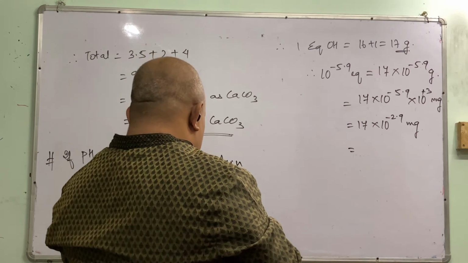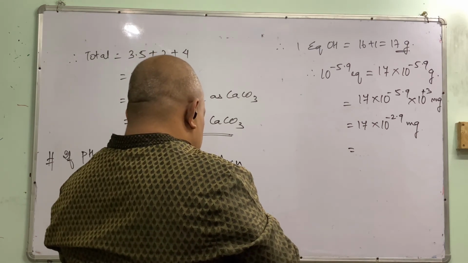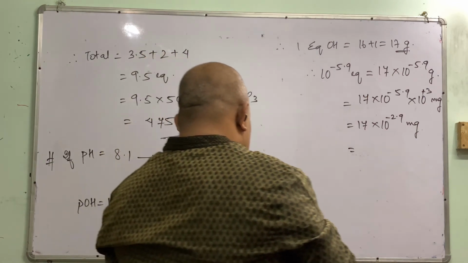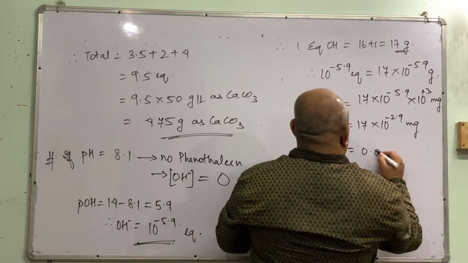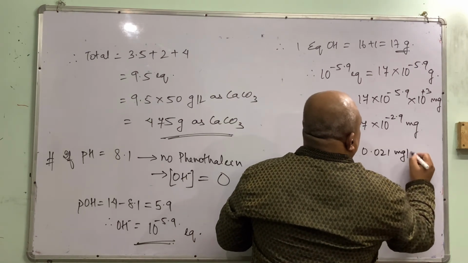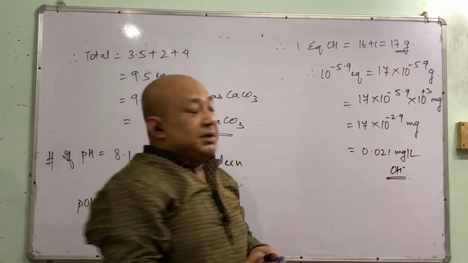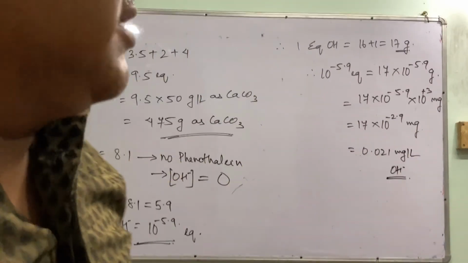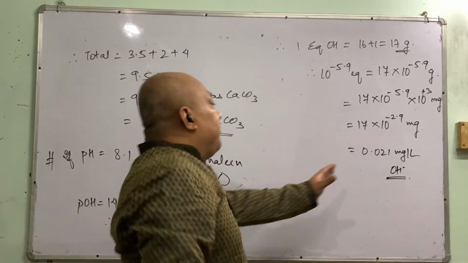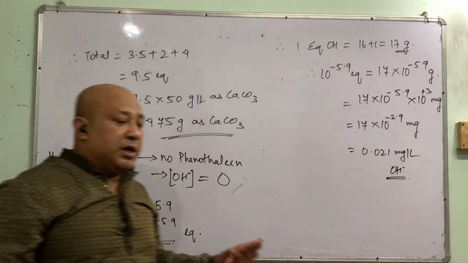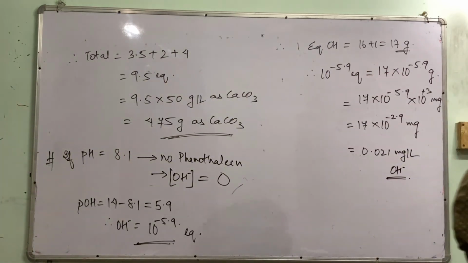So it is equal to 0.021 milligram per liter of OH. See, 0.021 milligram per liter of OH means it is very insignificant, almost zero. But this is the way to estimate. Is it okay? So now I have covered the pH, the alkalinity, and the titration concept.